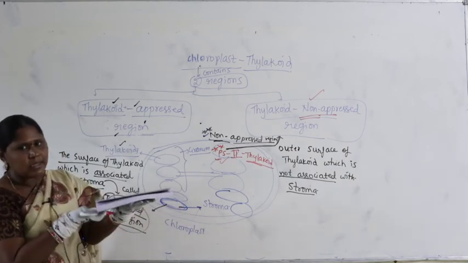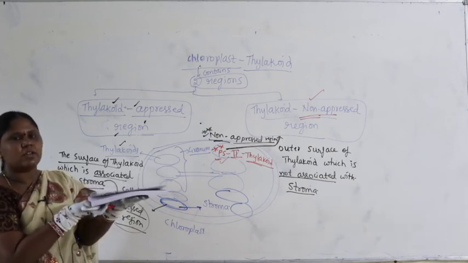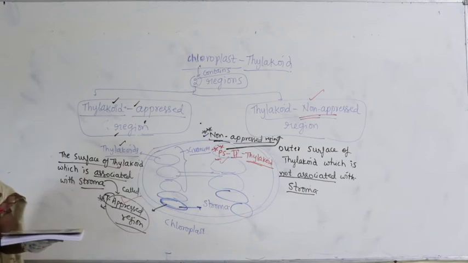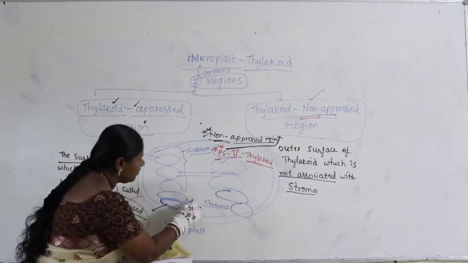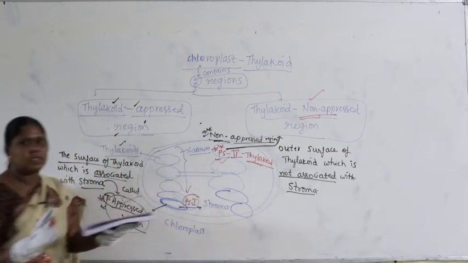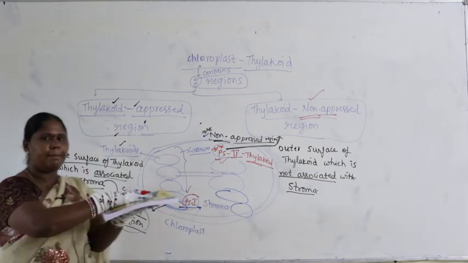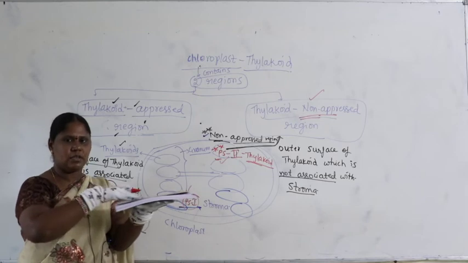sunlight. This is called the appressed region. Who is present here? In this we find PS1 is present. Very, very important. The upper surface is called the non-appressed region.